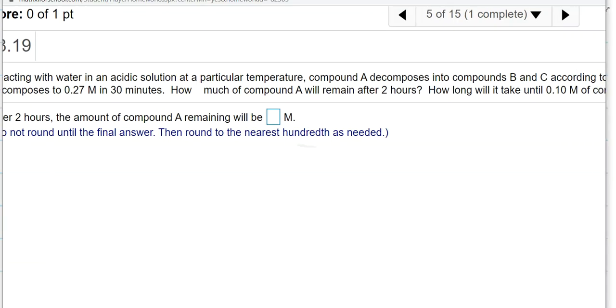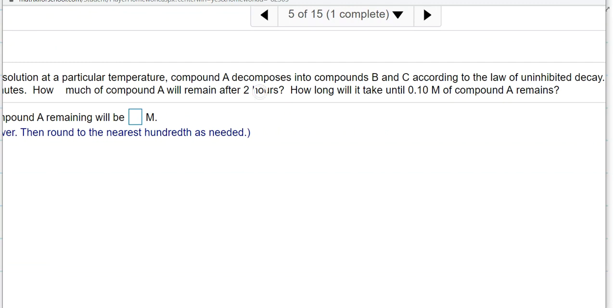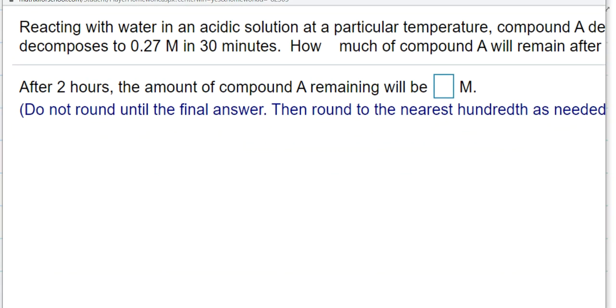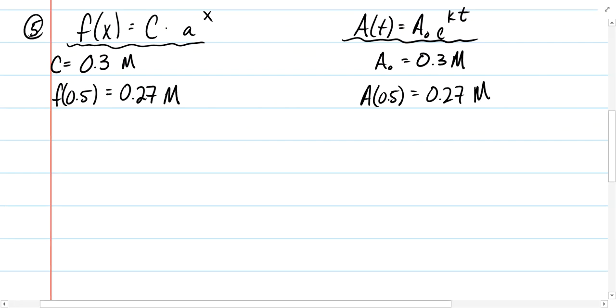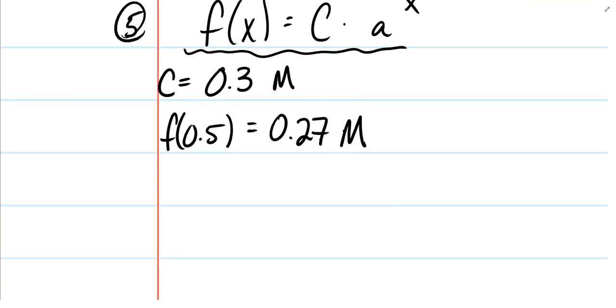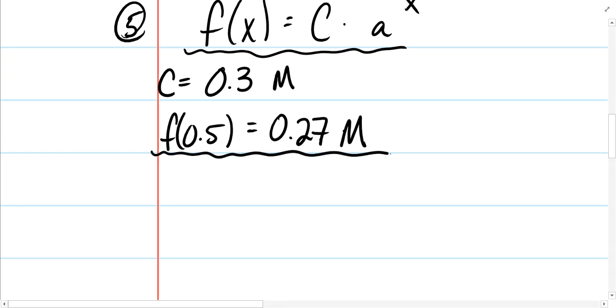So if we need to know how much of compound A will remain after 2 hours, we need to know the growth factor. We need to know the growth rate, or in this case, the decay rate, the rate of decay. And I think we can use that information in both of these cases. Considering that we started with 0.3 and we've only spent 0.5 hours at this, we can actually identify our A value pretty straightforward in this technique.